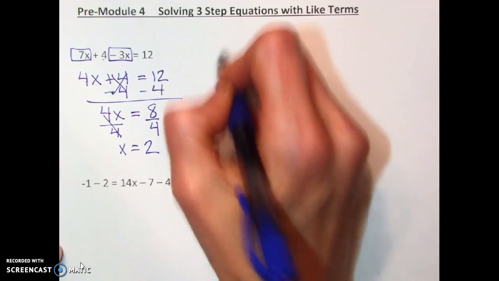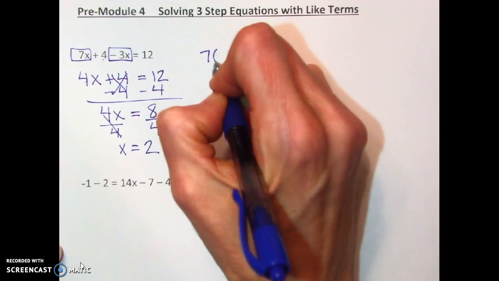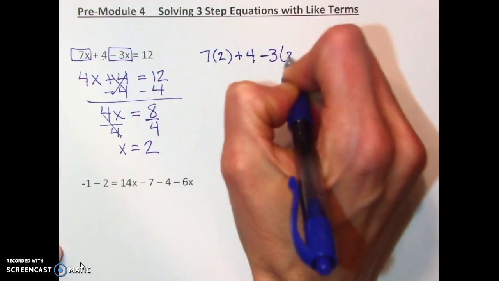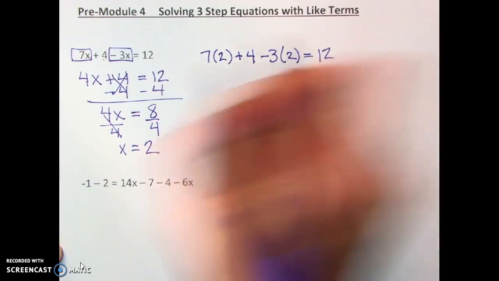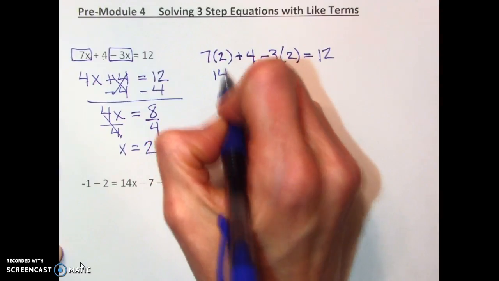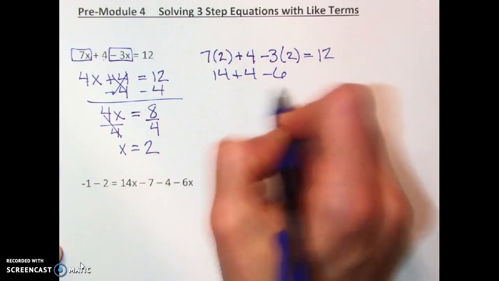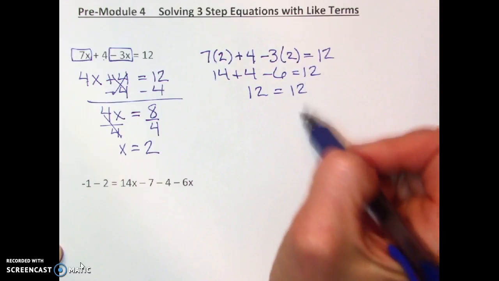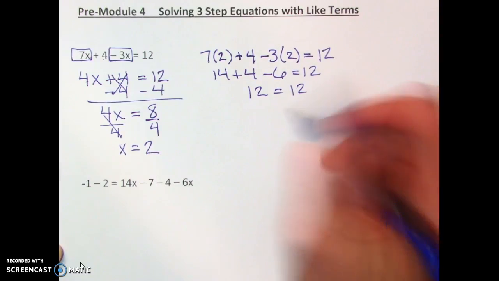We can still check these, we just have to be careful and substitute in everywhere that we have an x, and then we would have to work this out. 14 plus 4 minus 6, when you add all that up you get 12, and the right hand side was already 12, so this does check.